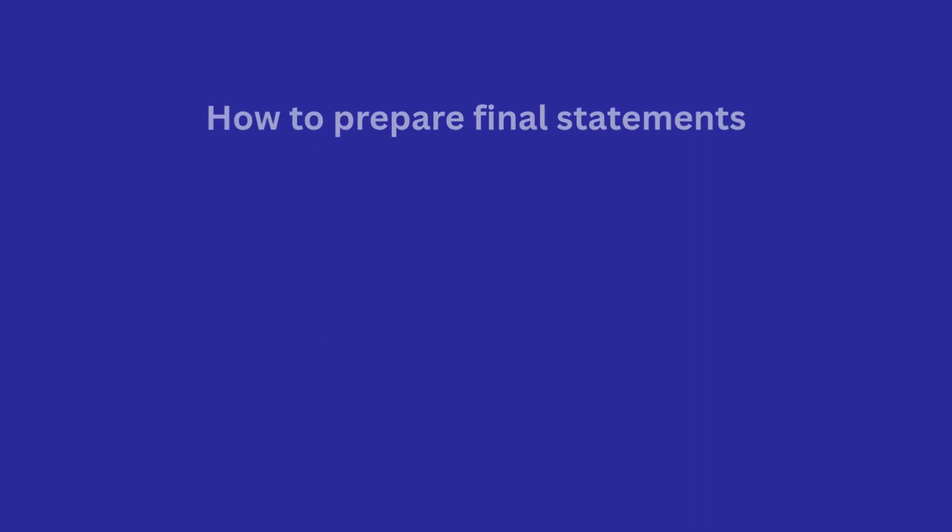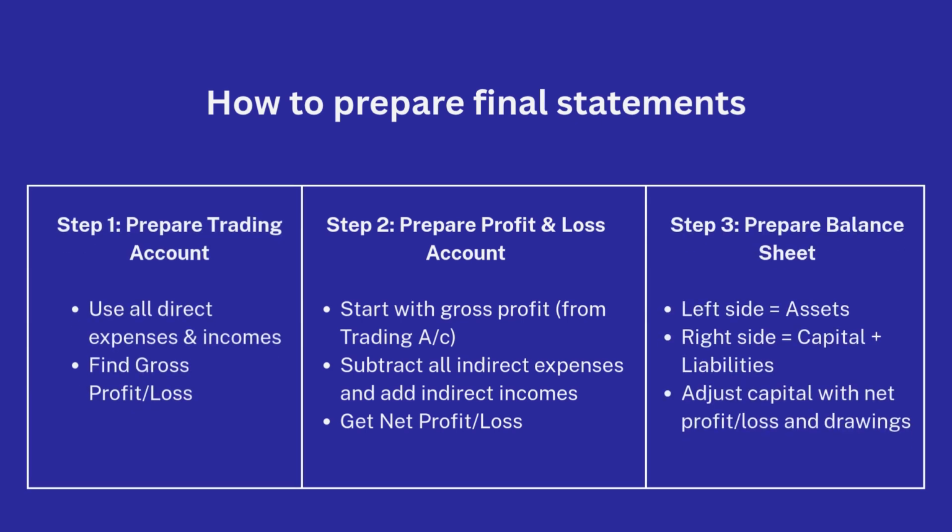How to prepare final accounts, step by step. Step 1. Prepare trading account. Use all direct expenses in debit side and all the incomes in credit side. Find gross profit or loss. Step 2. Prepare profit and loss account. Start with gross profit from trading account. Show indirect expenses in debit side and incomes in credit side. Subtract all indirect expenses and add indirect incomes. Get net profit or loss.